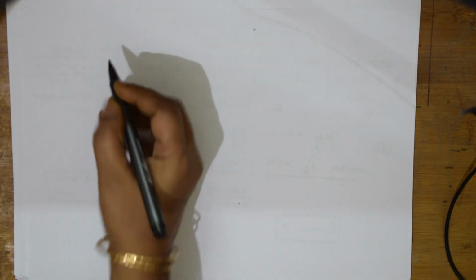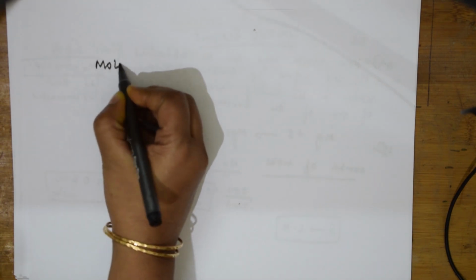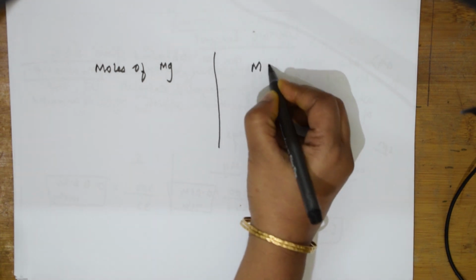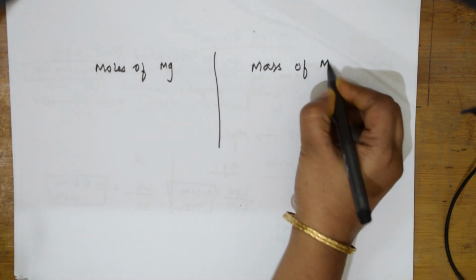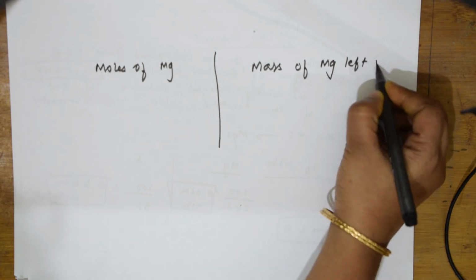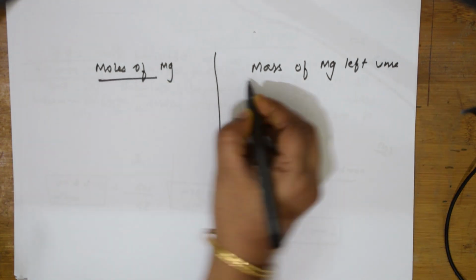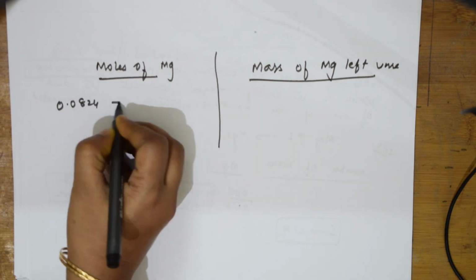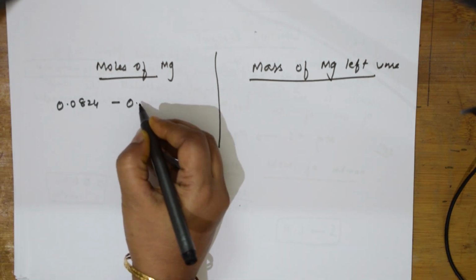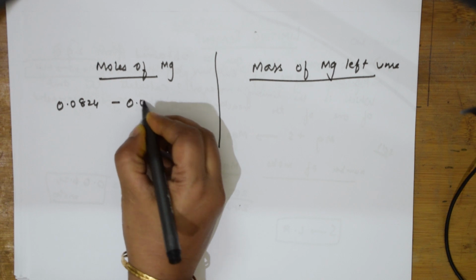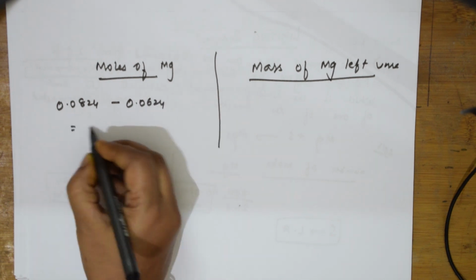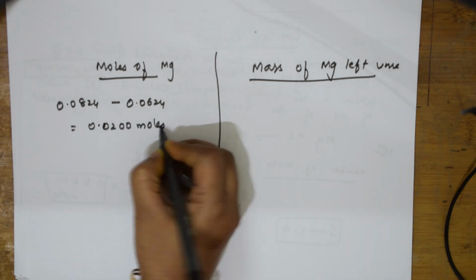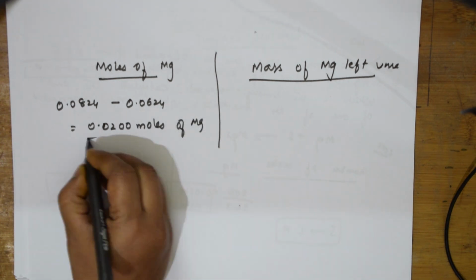What should I calculate now? I need to calculate moles of magnesium, and I'll also calculate the mass of magnesium left unreacted. Both we will calculate. So moles of magnesium is 0.0824. From that, the sulfur consumed, 0.0624, I'll take out. What do you get? 0.0200 moles of magnesium is left. And this is what is left.